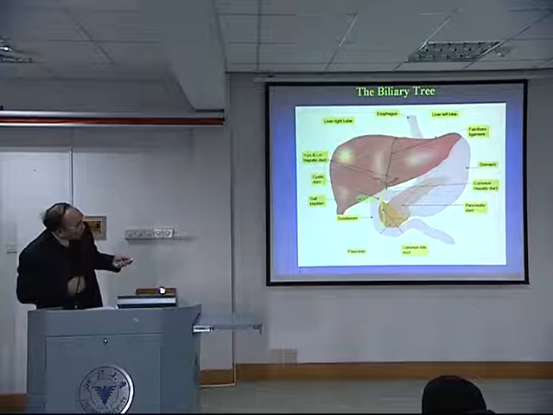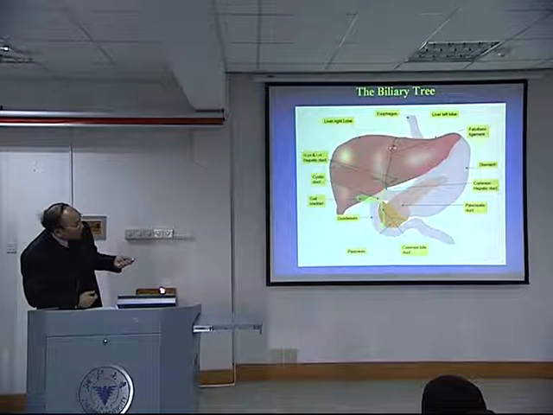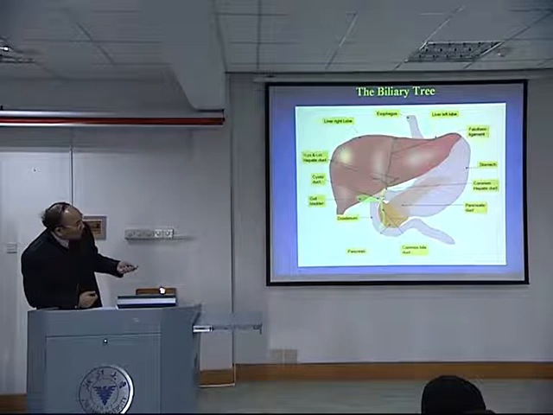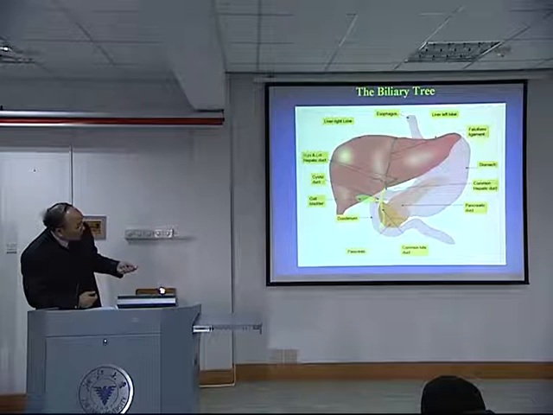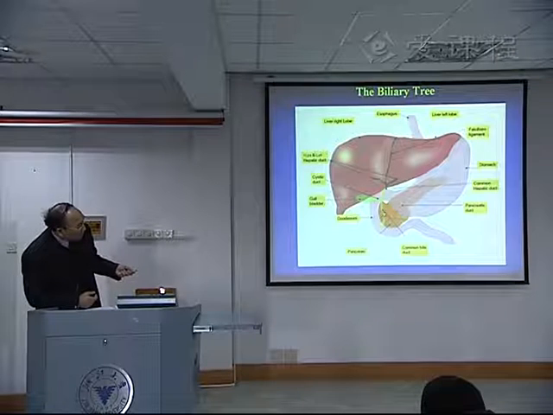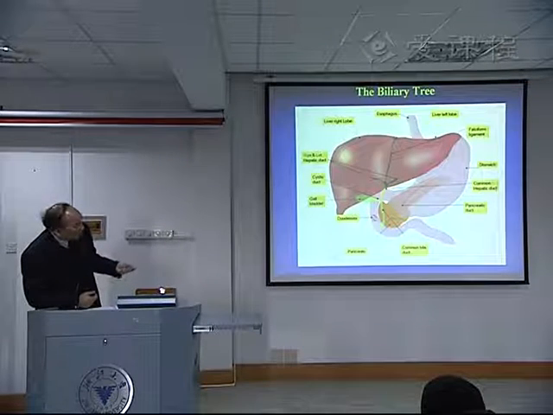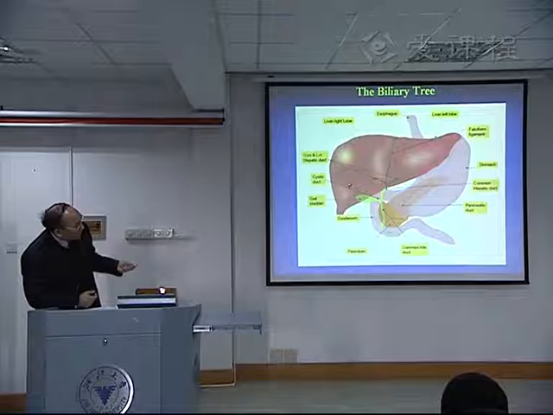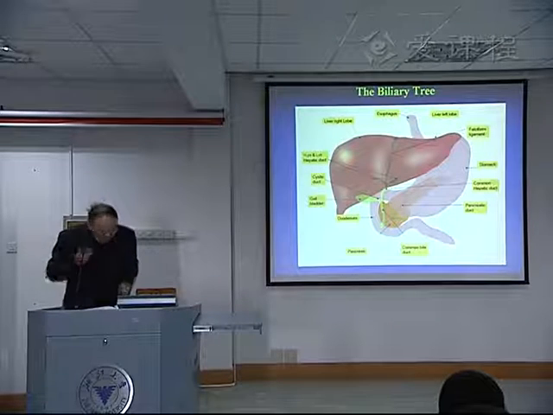This picture shows the biliary tract. It runs from the intrahepatic ducts, left and right, into here, the common hepatic duct. Then the gallbladder has the cystic duct. The cystic duct joins the common hepatic duct to form the common bile duct. So bile goes from here into the duodenum. This is a very important picture.